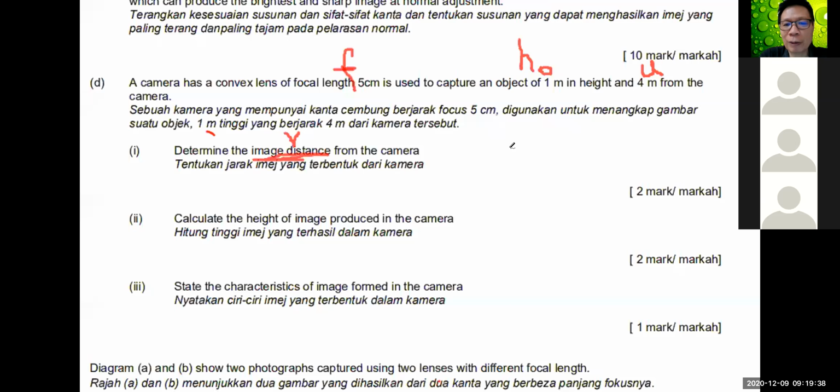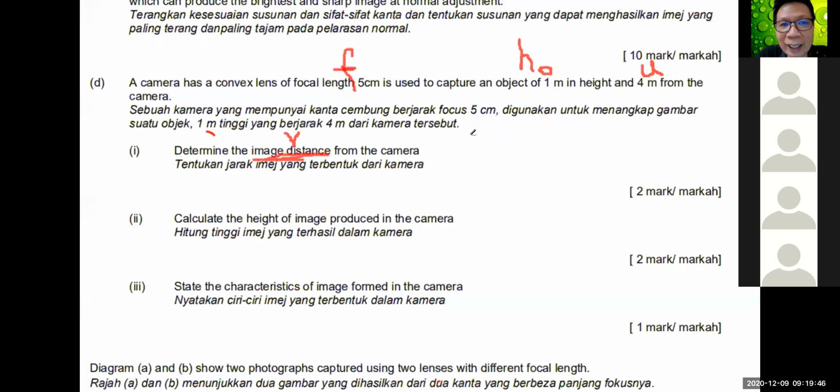Vera, can you tell me what formula we can use? 1 over F equal to 1 over U plus 1 over V. Yes, correct. You are right. So use this formula: 1 over focal length F equal 1 over U, object distance, plus 1 over V, image distance.